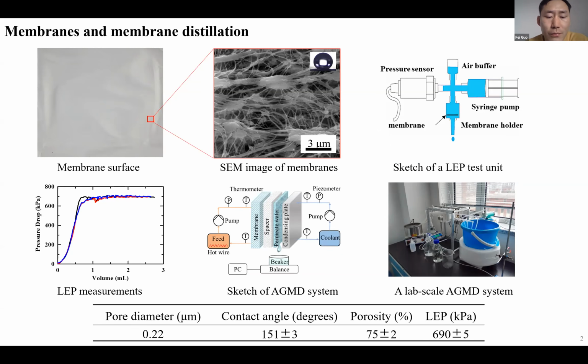Commercial hydrophobic PTFE membranes were used in this work. The membrane morphology was characterized by SEM, and a lab scale unit was used to measure the liquid entry pressure. The pore diameter, contact angle, porosity, and the LEP are shown in the table. And an air gap membrane distillation system was used in our work to measure the membrane distillation performance.